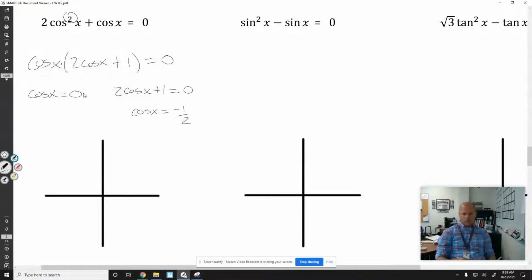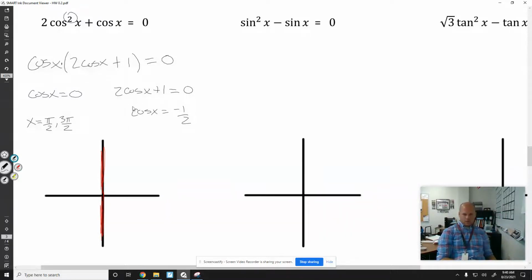When does cosine equal 0? Cosine equals 0 when I'm going up or down, but I'm not going left or right at all. Right? So when is my adjacent, my x distance, 0? It's up here at pi over 2, and it's down here at 3 pi over 2. It's good practice for our extremes. So those are 2 of our solutions.